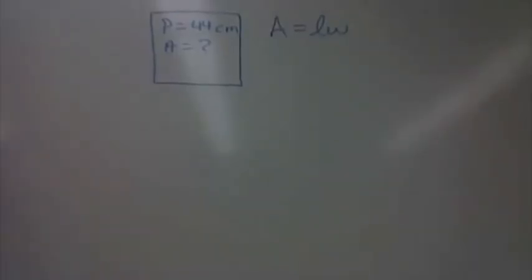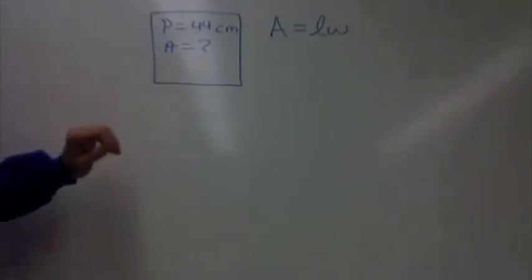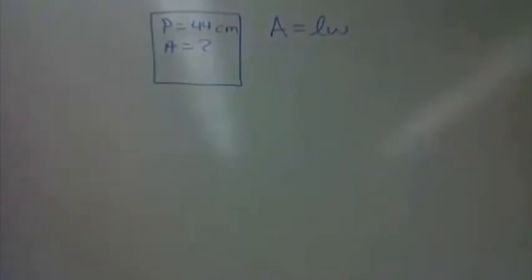Question number 6 asks, the perimeter of a square is 44 centimeters. Find the area of the square. So what you see is we have our square here. Our perimeter is going to be 44 centimeters, and we're looking for the area. And we know that the area is length times width.